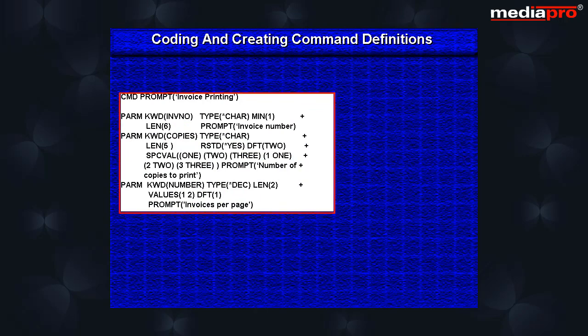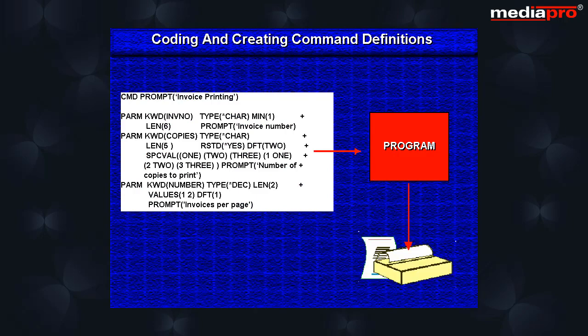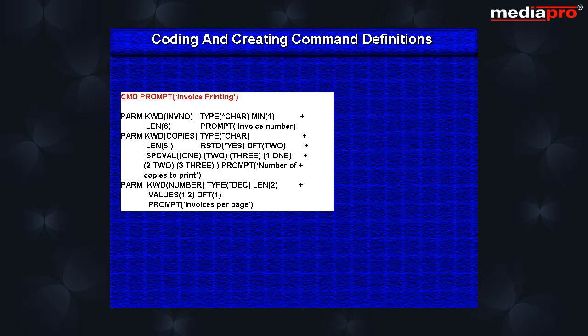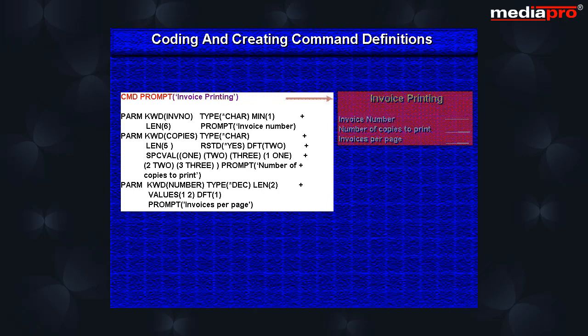Let us look at the example we saw earlier. This command is used to call a program that prints invoices. The first statement in the source, that is, the command statement, is required in all command definitions. The remaining statements are optional. The command statement is used to describe the prompt text that is to be used as a heading for the command on the prompt display.